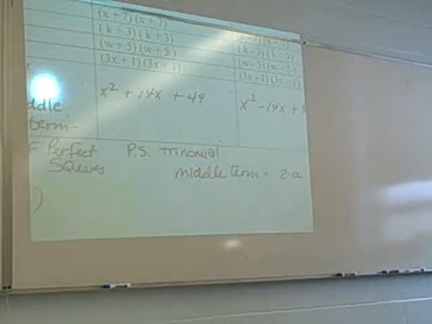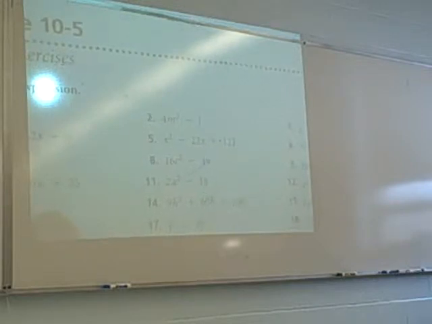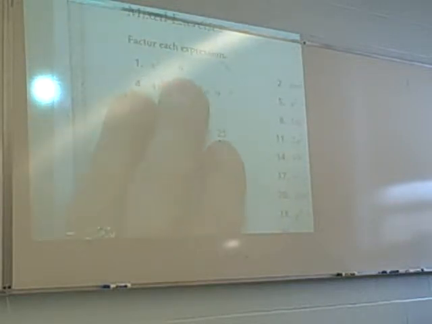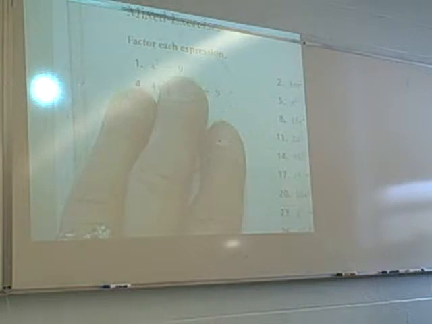Okay, flip your paper over. Factor them all. All right, so let's start looking at number 1. What do you know? Does this have a name? It's a difference of perfect squares. So I know that's going to be a 3. Are my signs going to be the same or different? Different. It's going to be x plus 3, x minus 3.